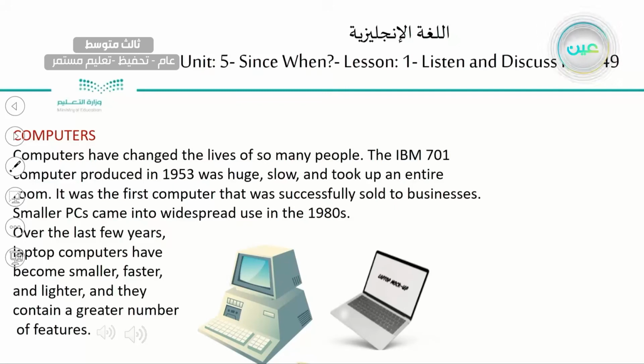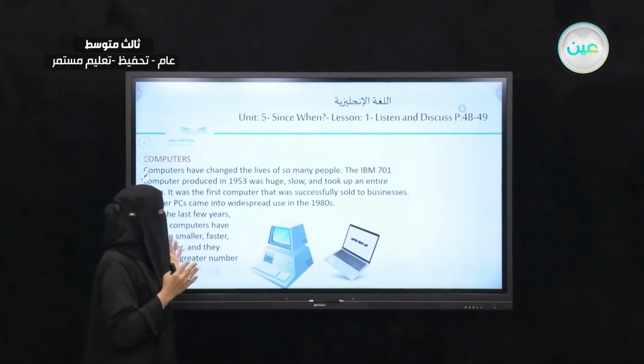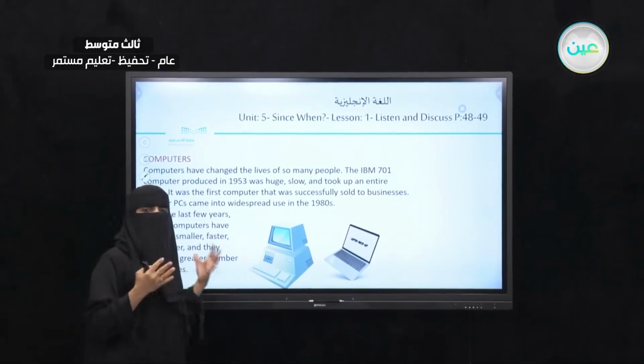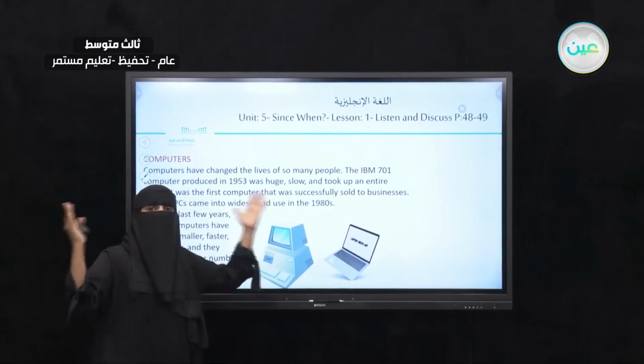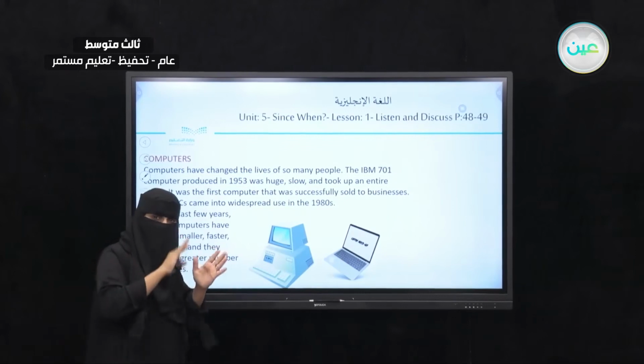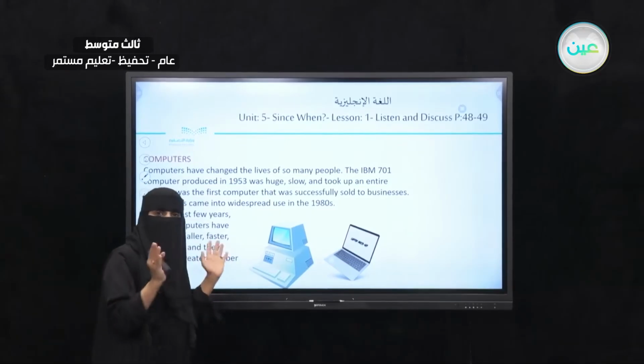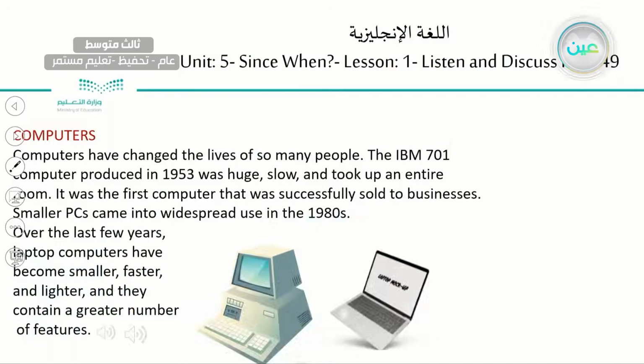Okay, we read this information about computers. I think that the picture in your book is not similar to this one. Here they are specifically talking about the IBM 701 computer, the PC. They said it's very huge and it took up an entire room. So it's a very big PC. I couldn't find a picture similar to the one in your book, but you can see it. It's in black and white, okay? You can see how old it is, how big it is, okay? This is an old PC.